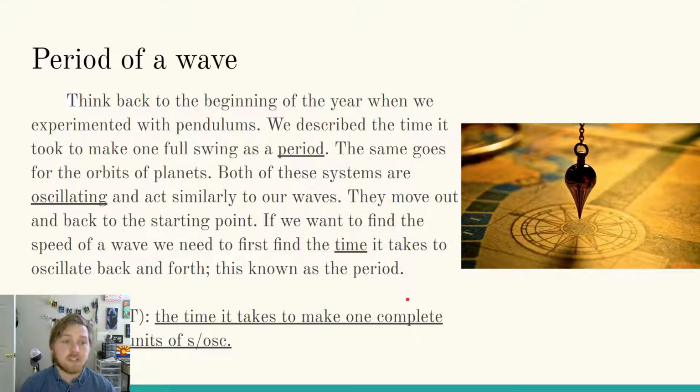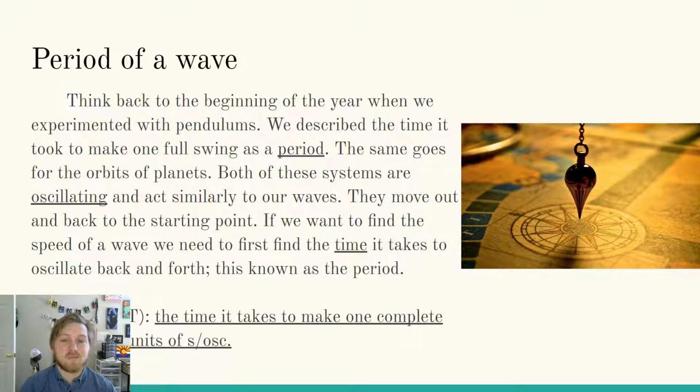So we described the time it takes to make one full swing, right? If I have it out here, it's got to go there and all the way back. The time it takes to do that is what we call the period. So that's the same for the orbit of planets, right? January 1st, 2020 to January 1st, 2021, we have made one full orbit around the sun, and the time it takes to do that is called the period, or 1 full year, right?